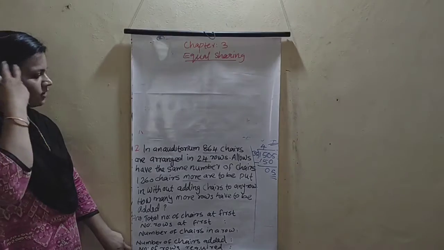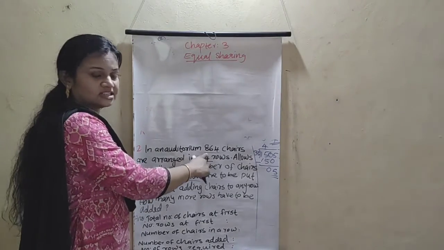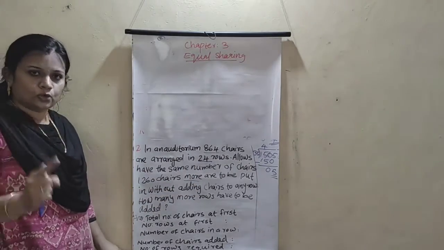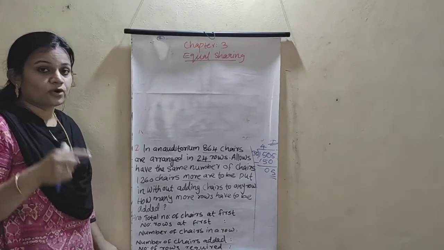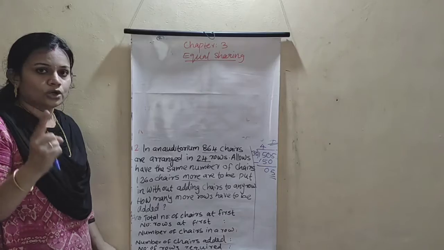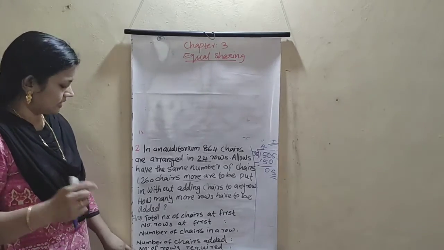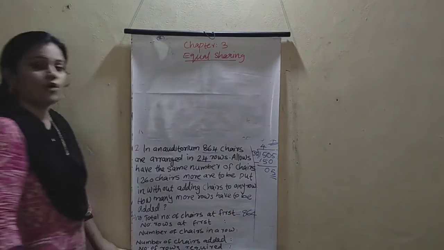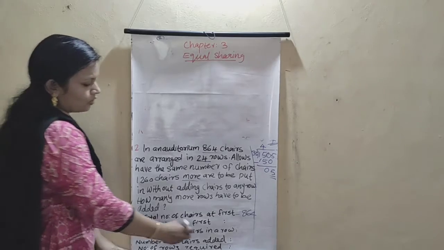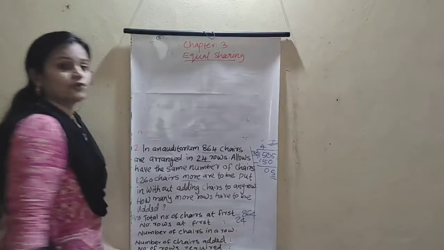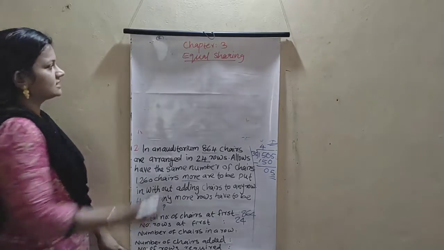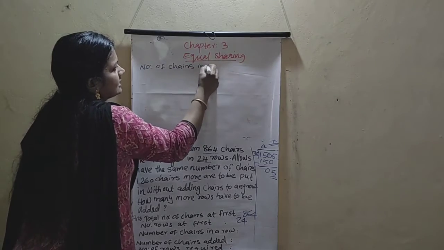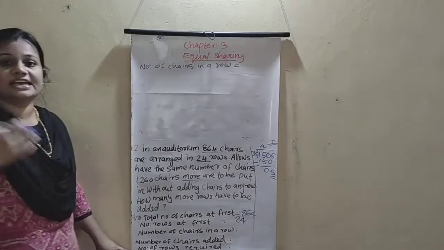Understood? Okay, first of all, the total number of chairs is given and the number of rows is given. So first we have to find out one row is equal to how many chairs. Understood? The total number of chairs at first is 864. The number of rows at first is 24 rows. The number of chairs in a row: one row has how many chairs? How to find out?